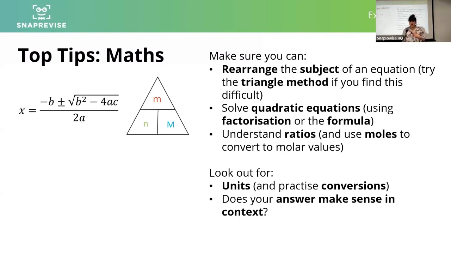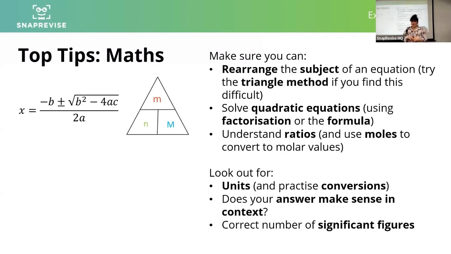Does your answer make sense in context? Have you given a massive number, but actually they're expecting an atomic mass, so it can only be between 1 and 118, but your number's 1,000 and something? Feels like you've done something wrong there. So does your answer make sense in context?